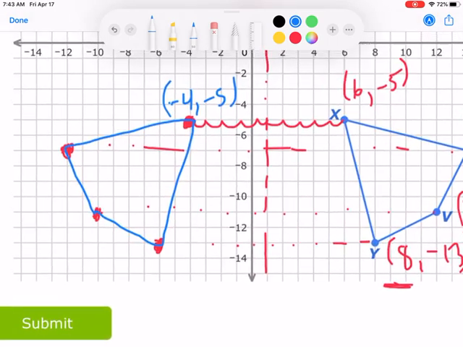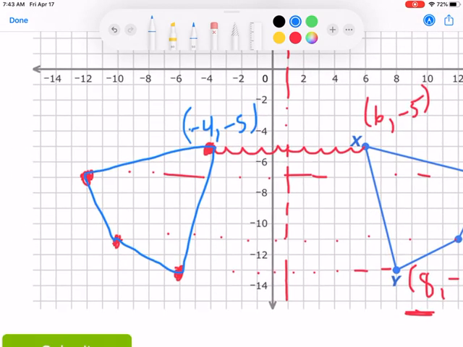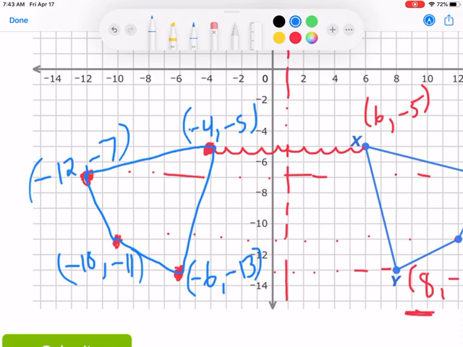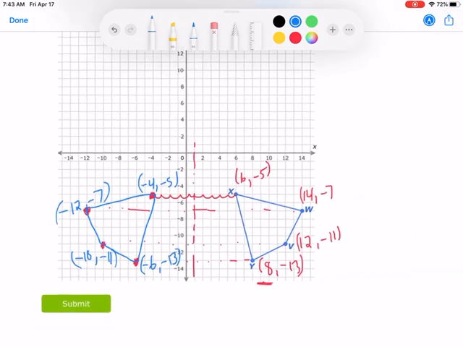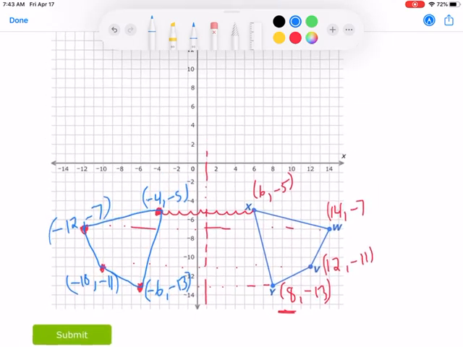The second one, what do we got here? -6, -13. Cool. -10 right there, and -11. And -12, -7. Nice. All right, so that's not bad. To do the reflection of 180, all you do is you flip the coordinates, right?